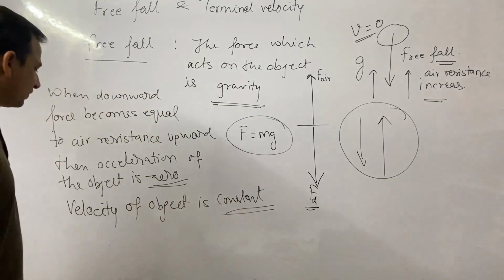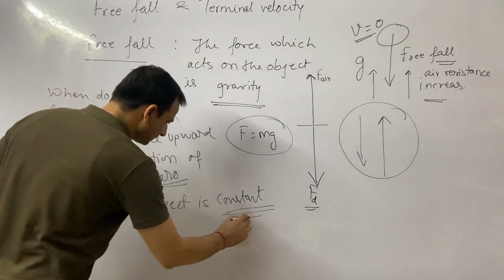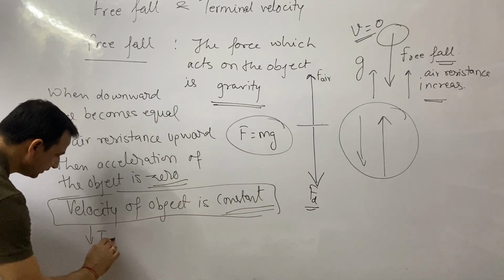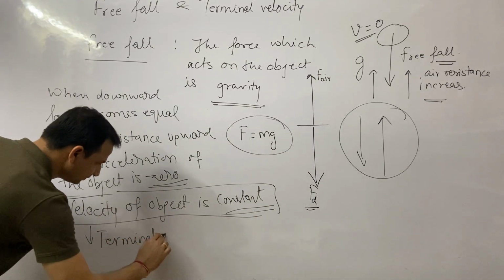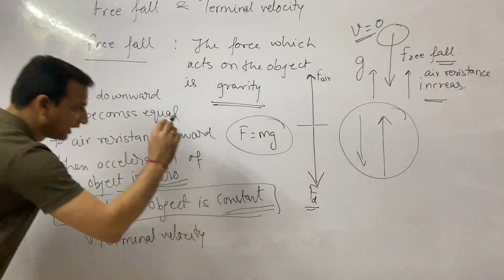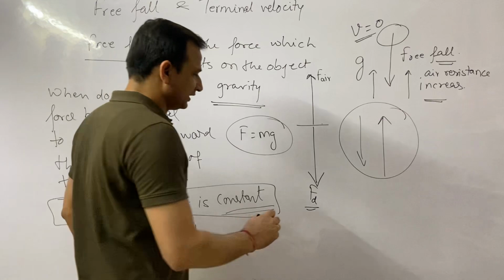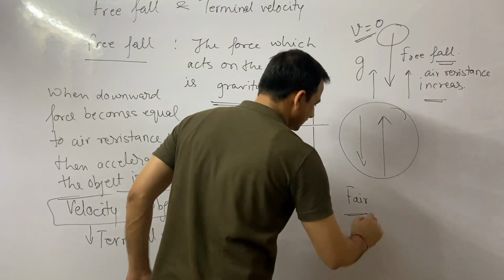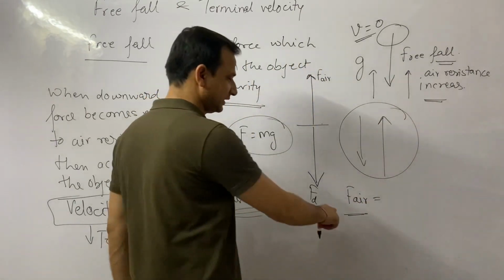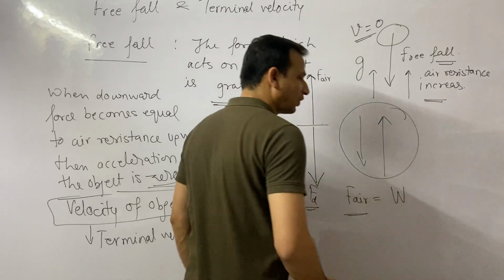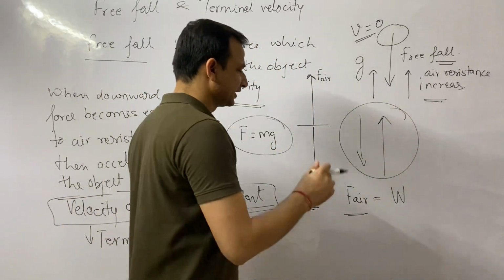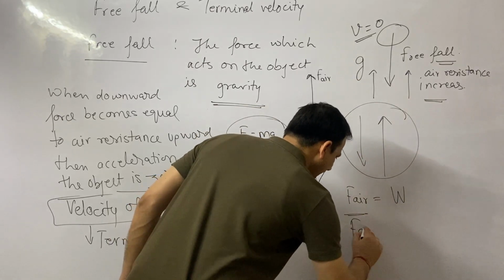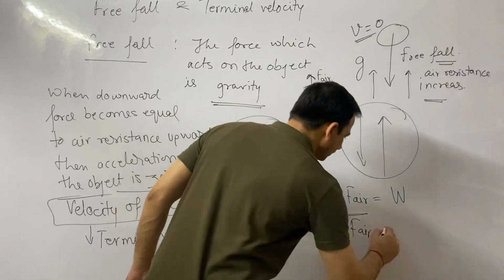And when the velocity of the object is constant, this constant velocity is called terminal velocity. And at terminal velocity, the force applied by air is equal to the weight of the object, or you can say the upward force is equal to the downward force. So I will write here F air is equal to mg.